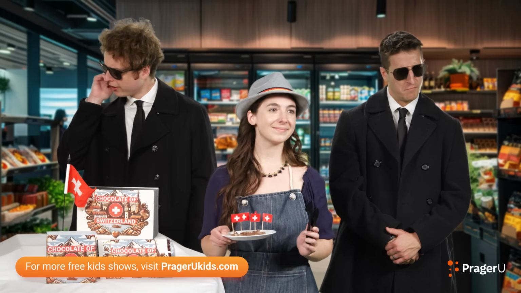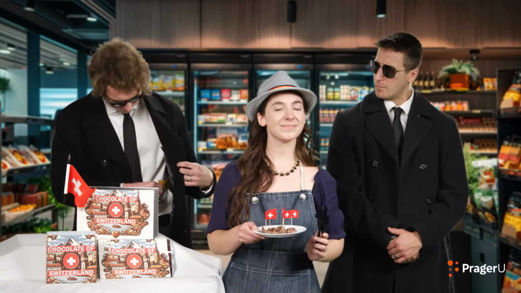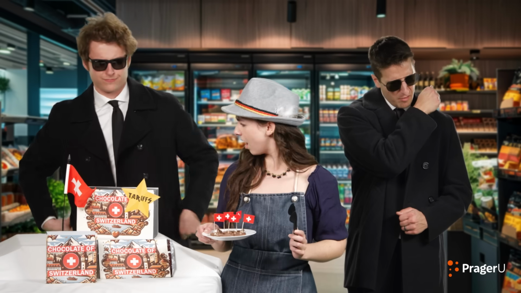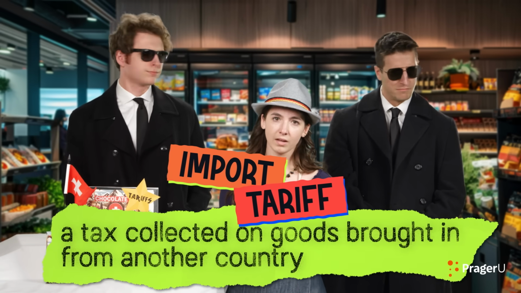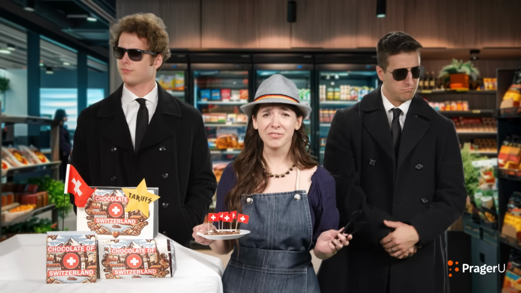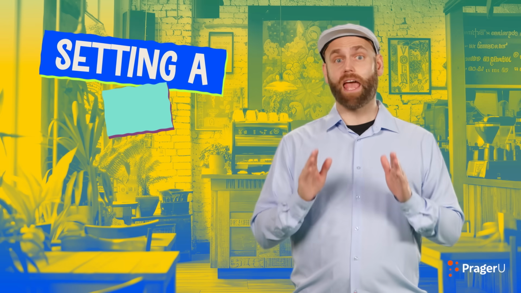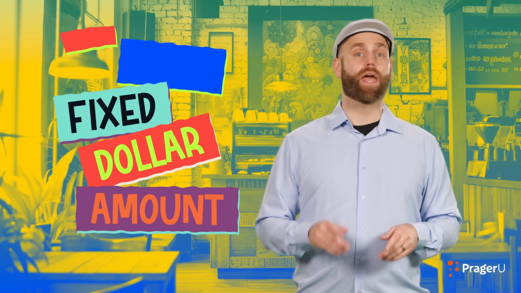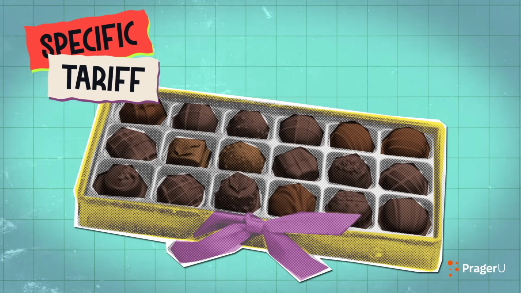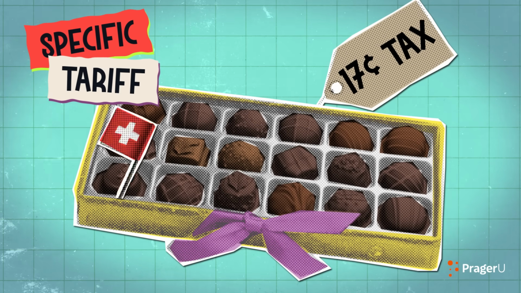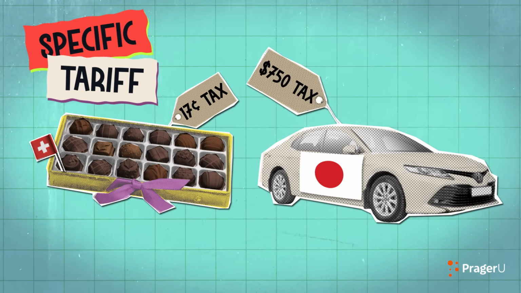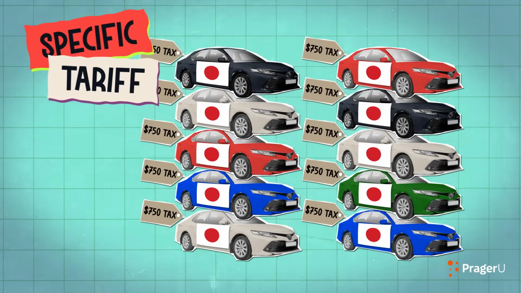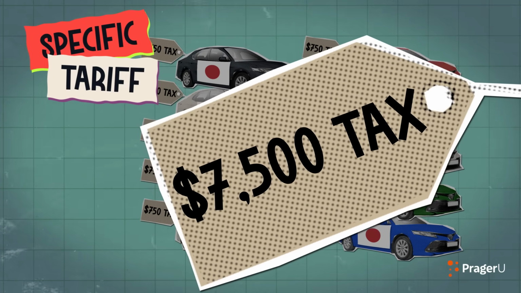Say a store owner in the United States sells chocolate from Switzerland. If the US government puts a tax on that chocolate, then that store owner pays an import tariff, a tax collected on goods brought in from another country. When people say tariffs, they usually mean import tariffs. So how is a tariff calculated? The first way is setting a fixed dollar amount per item, which is called a specific tariff. A specific tariff might be 17 cents on every box of imported chocolate, or $750 on every car imported from Japan. If a dealership orders 10 cars from Japan, that means they're on the hook for $7,500 in tariffs.